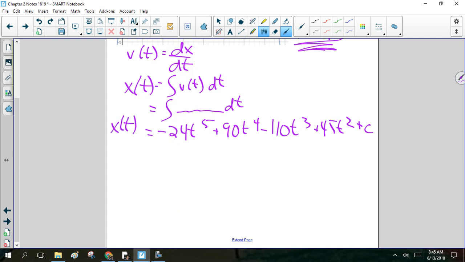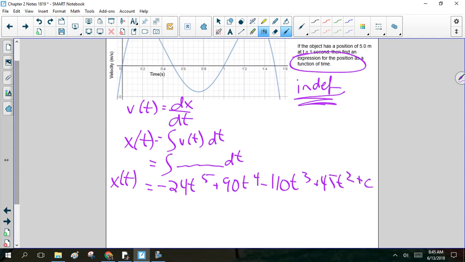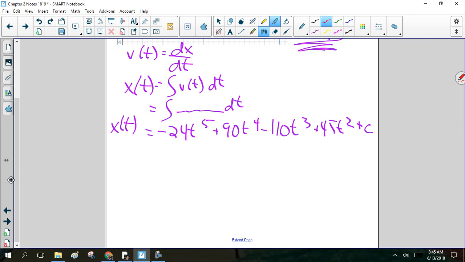So then all you're going to do is say, I also know that the position after 1 second is 5 meters. So you plug 1 into all of this and solve for c.